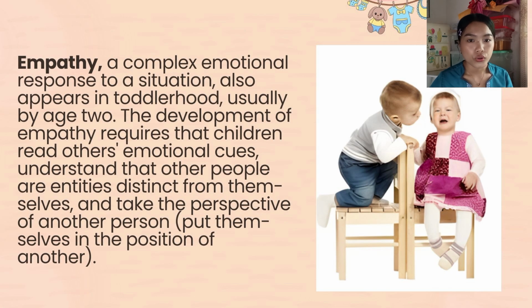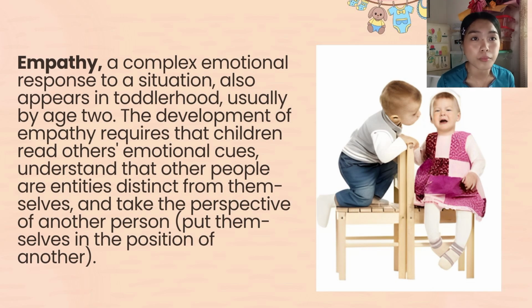A complex emotional response to a situation also appears in toddlerhood. Usually by age 2, the development of empathy requires that children read others' emotional cues, understand that other people are entities distinct from themselves, and take the perspective of another person, put themselves in the position of another. So as what we can see here in the picture, the baby boy starts to recognize that the baby girl is crying. So the baby boy really looked at the expression of the baby girl. So he sees that the baby is crying.